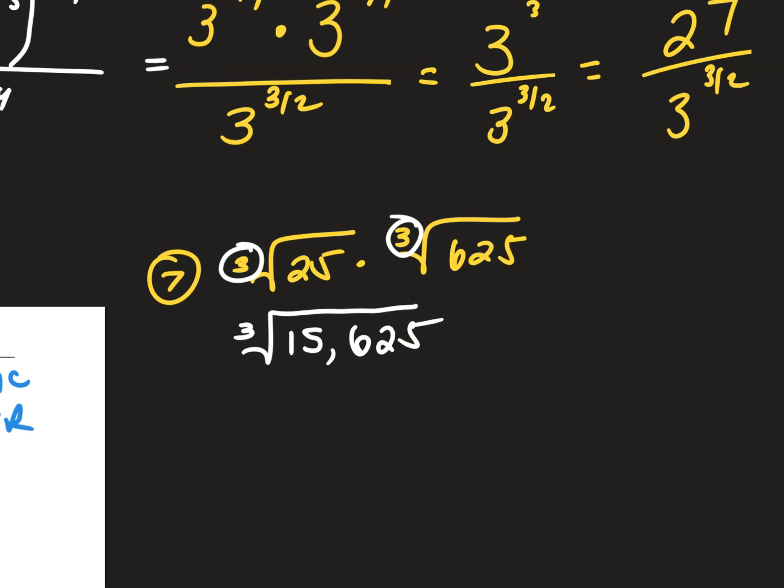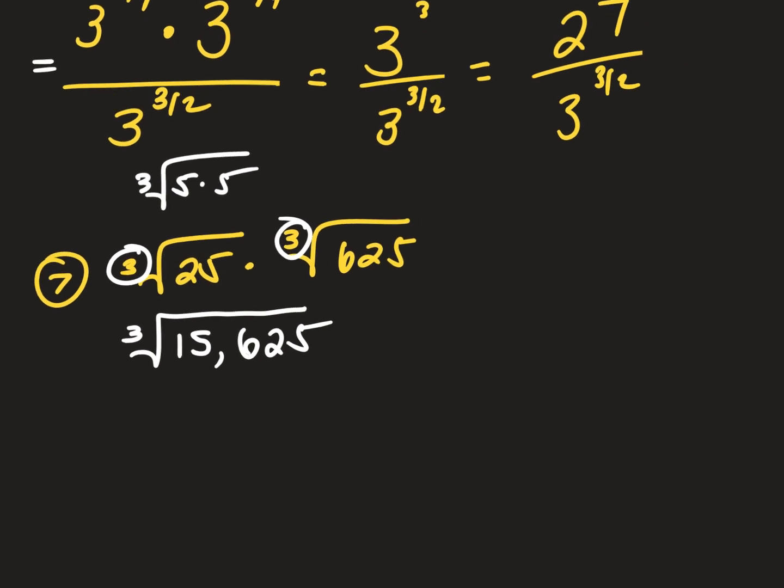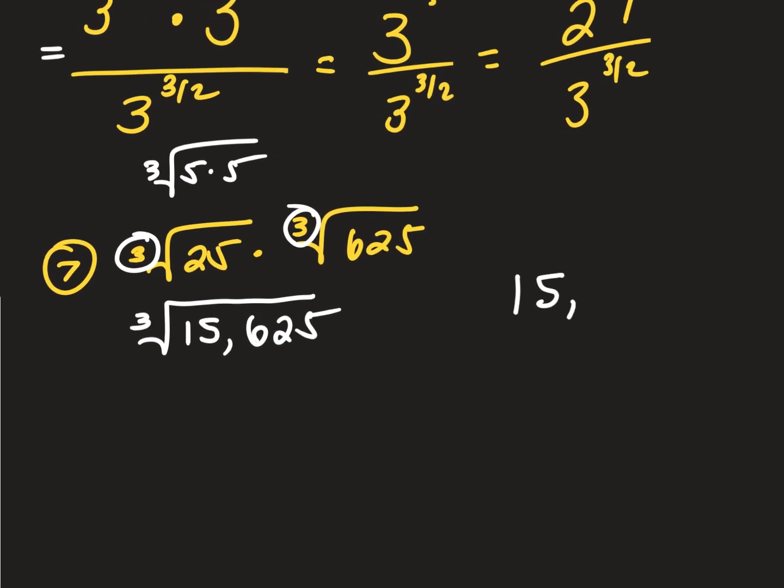If you wanted to, again, you guys are going to see things differently. Could you have rewritten 25 as 5 times 5? Yes. Could you have rewritten 625 as a bunch of 5s all together? Yes. All I did was just combine it first. But I'm going to come over here and I'm going to say, okay, I have 15,625. I'm going to simplify that.